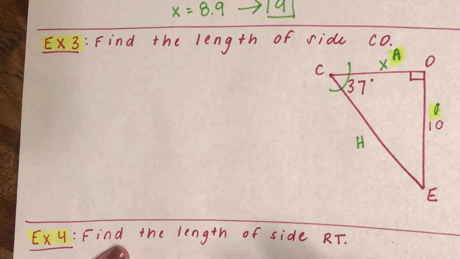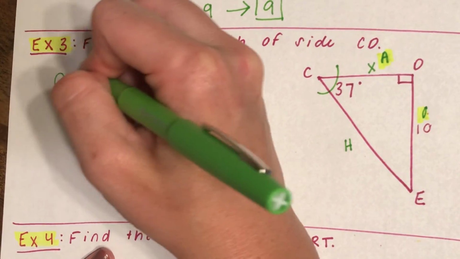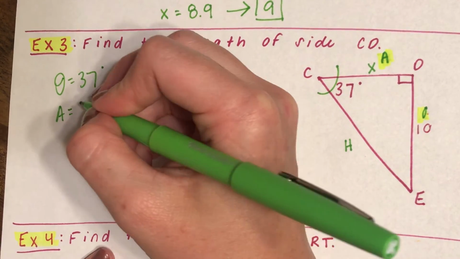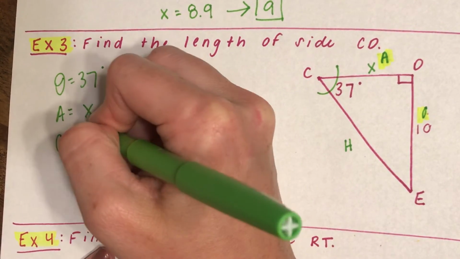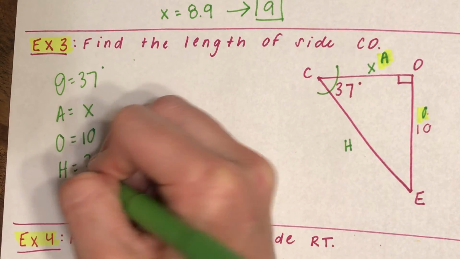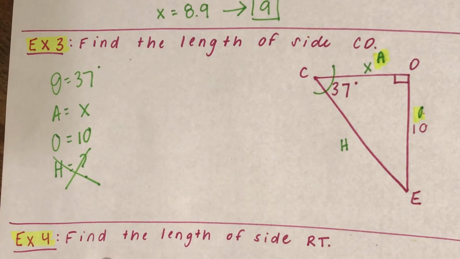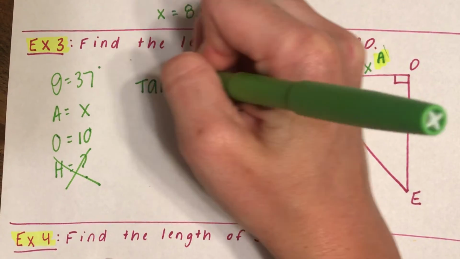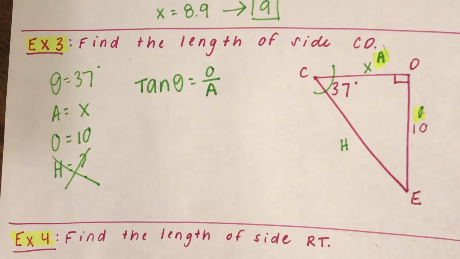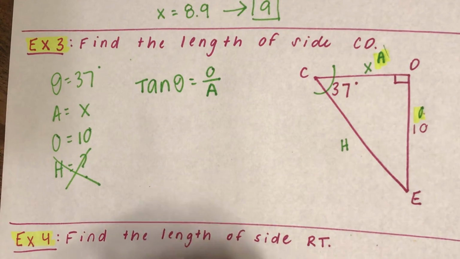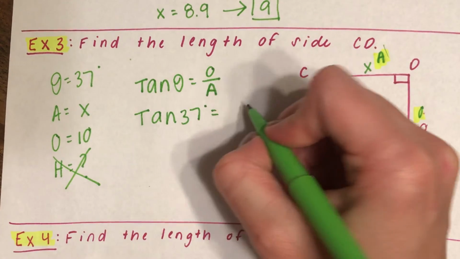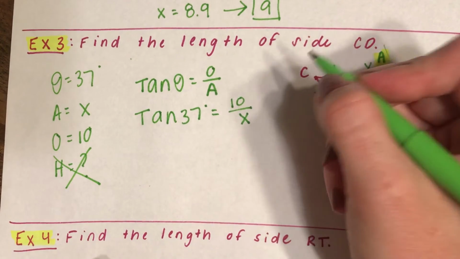Okay? All right, so we have theta is 37 degrees. My adjacent side is x, what I don't know and I want to find. My opposite side is 10. My hypotenuse, we don't know, therefore we will not use that. So think about SOHCAHTOA, which ratio is going to use O and A? I know that's tangent. So tangent of theta equals opposite over adjacent. All right, so plugging in what we know, the tangent of 37 degrees equals 10 divided by x.